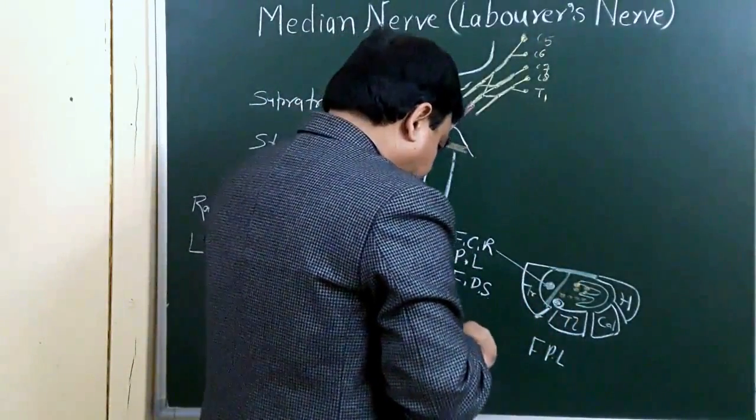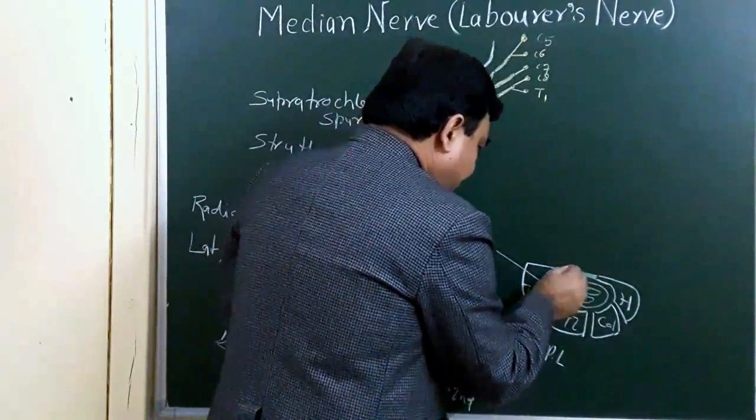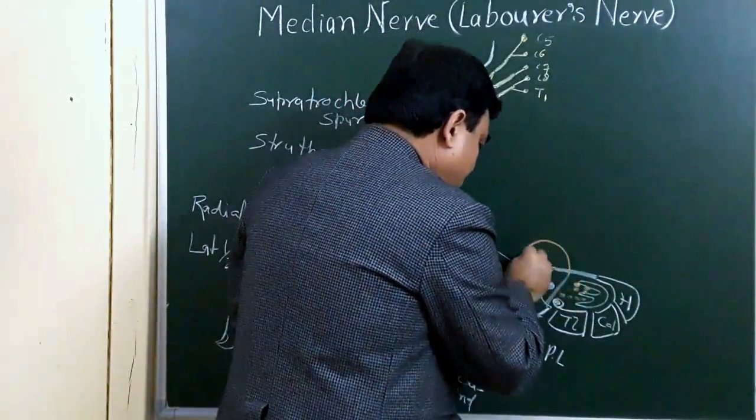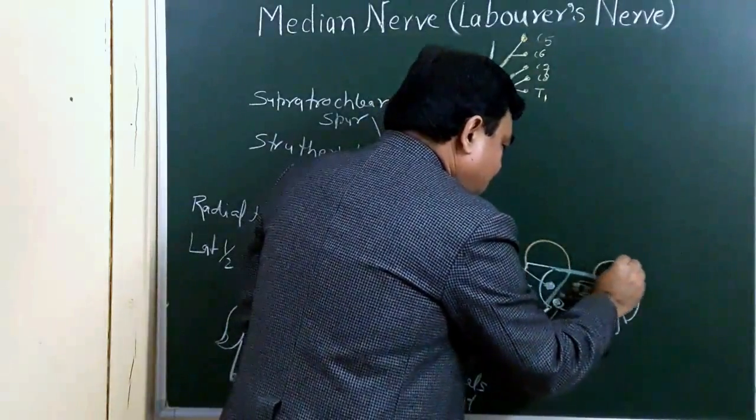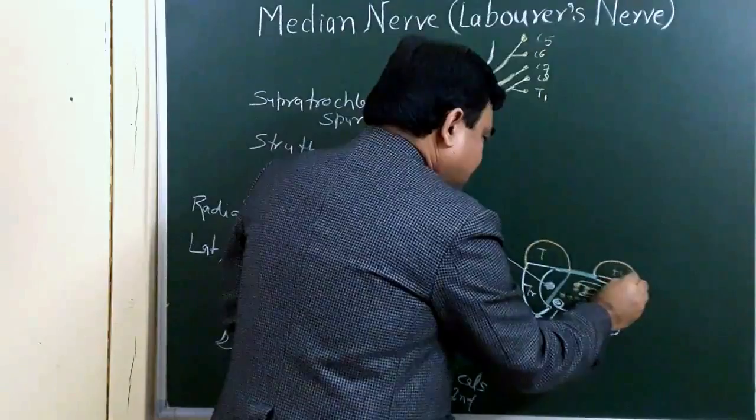So here is the position of the thenar muscle. Here is the hypothenar muscle.